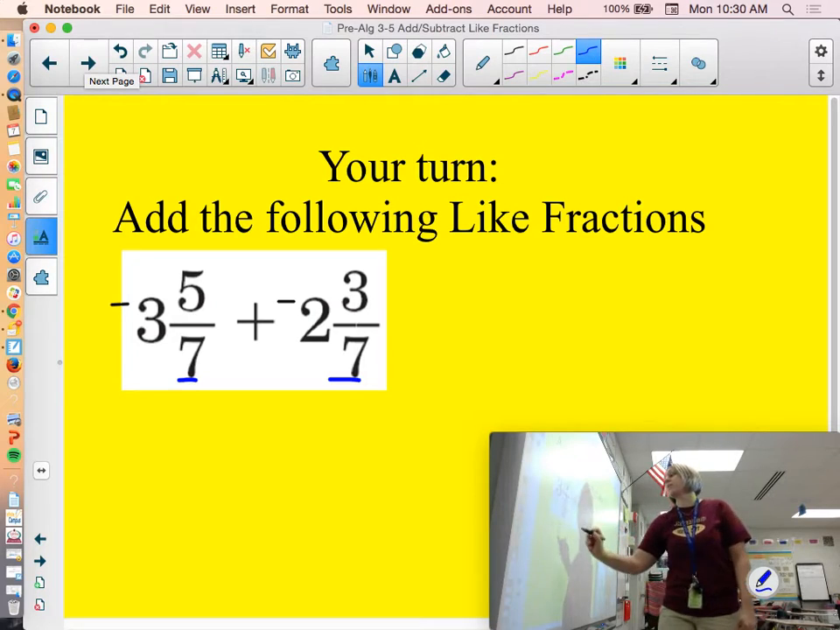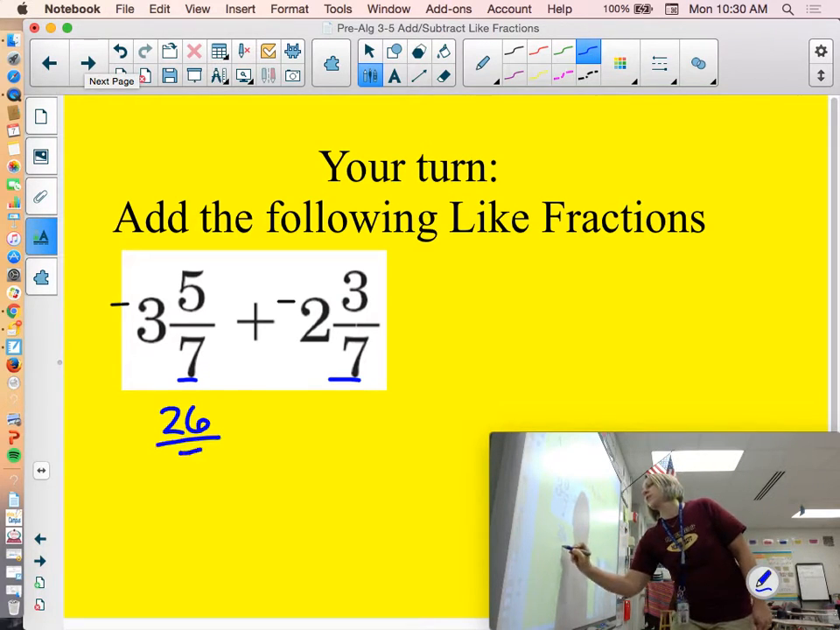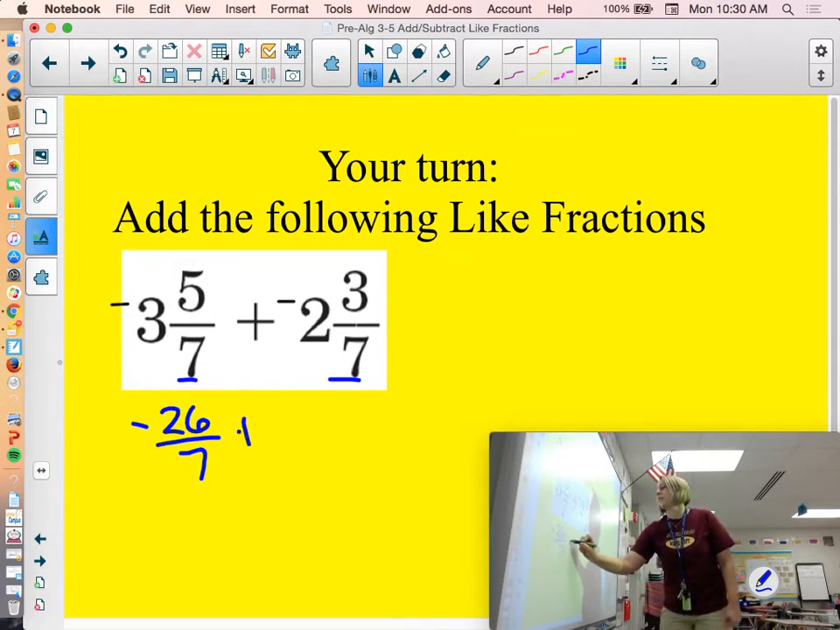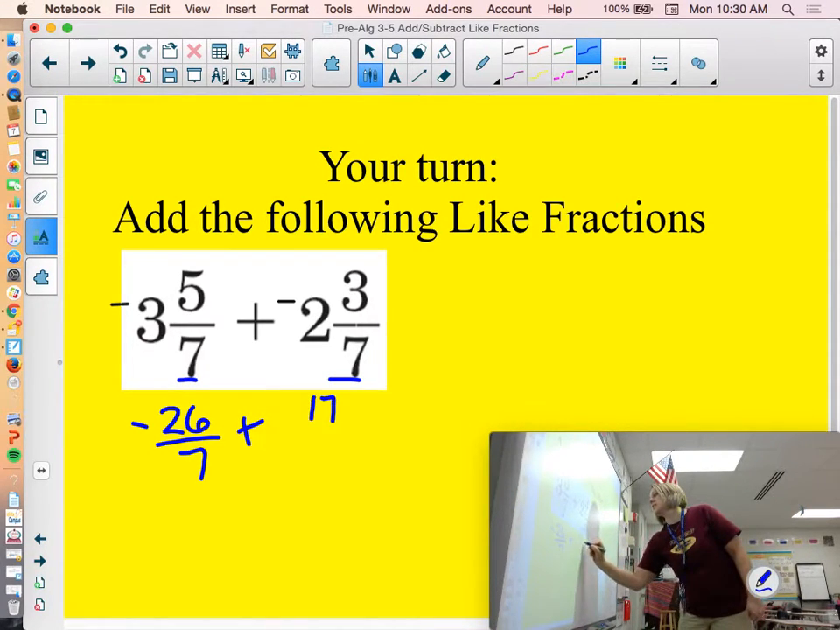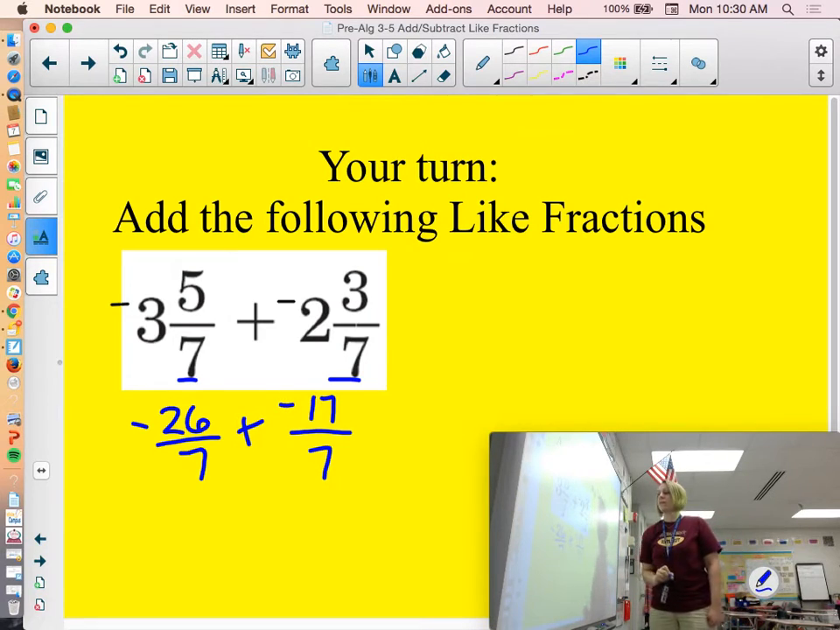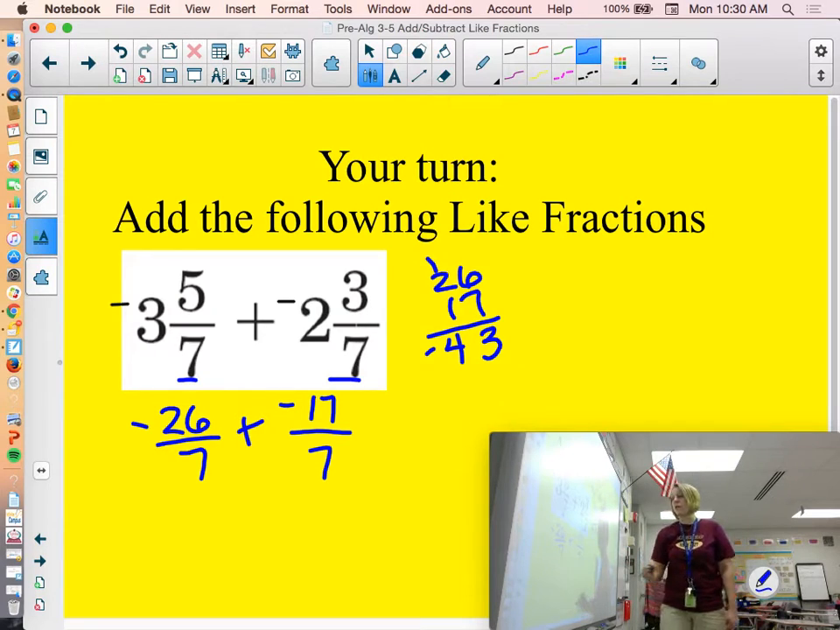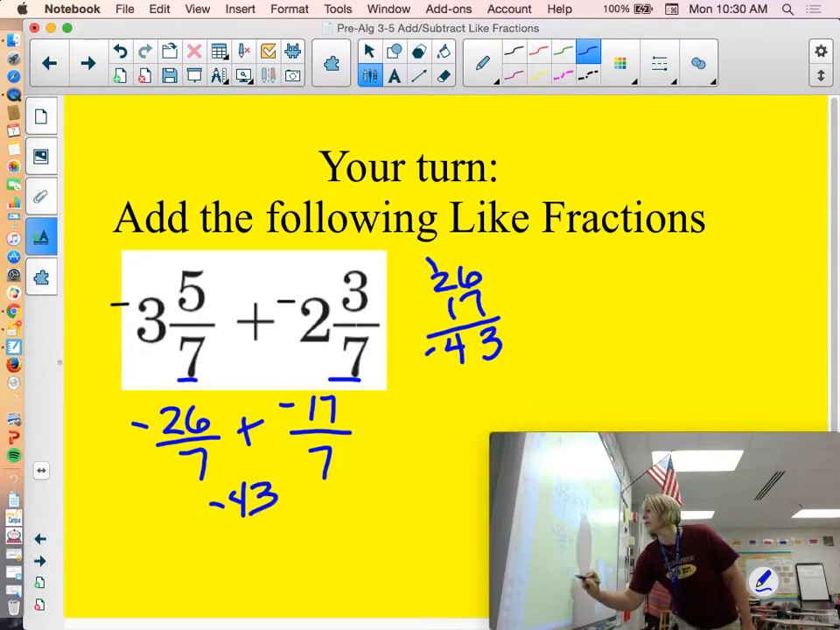So 21 plus 6 is 26 over 7, stays negative. We've got 7 times 2 is 14, plus 3 is 17 over 7. And then we add the numerators because they're both negative. So 26 and 17, add. That's a negative 43 over 7.